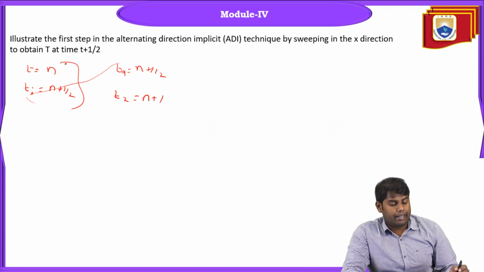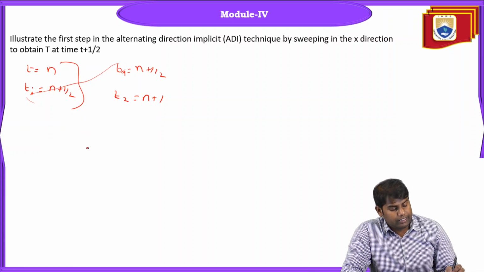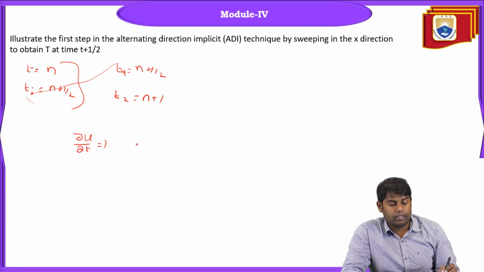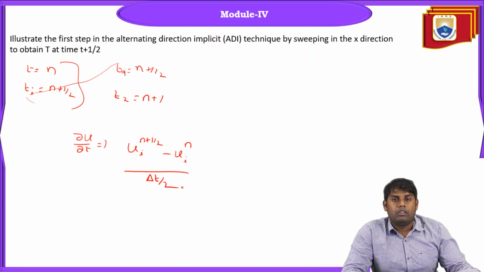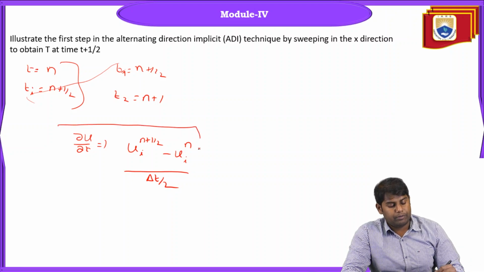So let us write down this equation for 1D. Here we have dou u by dou t. For this term, we have u of i to the power of n plus half minus u of i to the power of n, divided by delta t by 2. So this is what we have for the time step term.